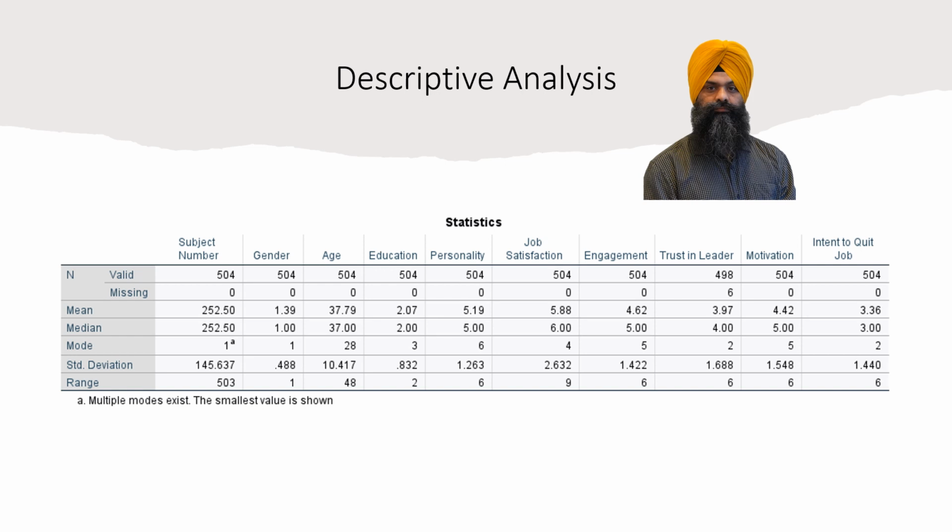Standard deviation measures the dispersion of values from the mean, with wider deviations observed in subject numbers, age, personality, and motivation. Range indicates the span between the maximum and minimum value within each variable.